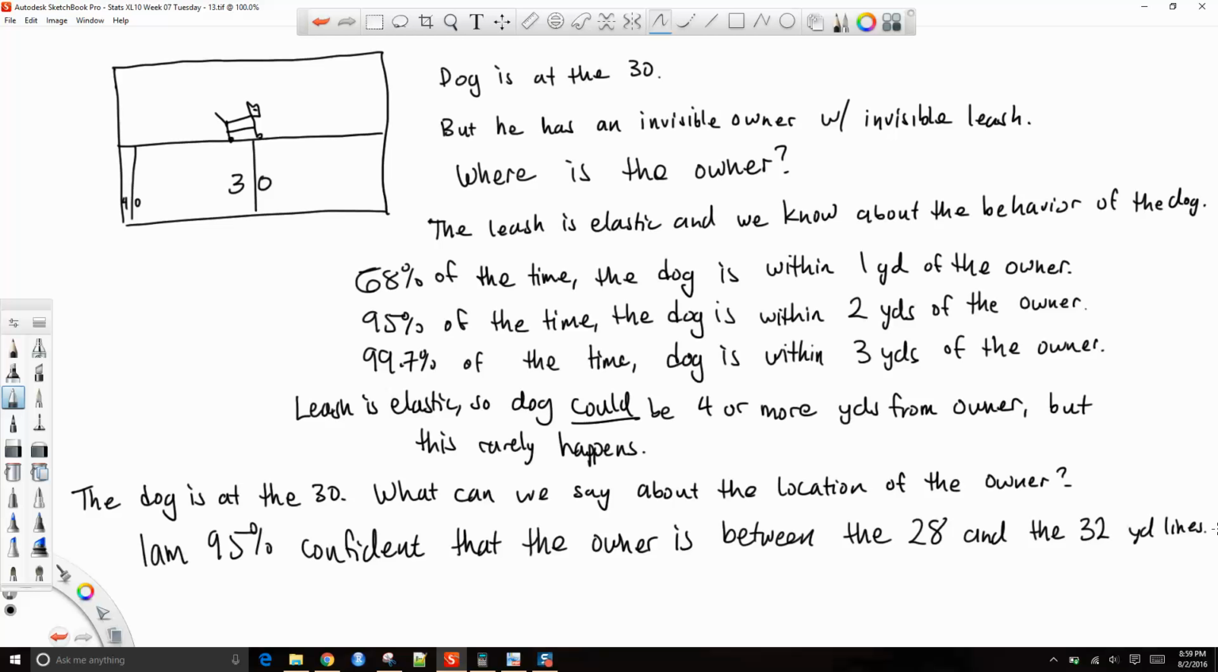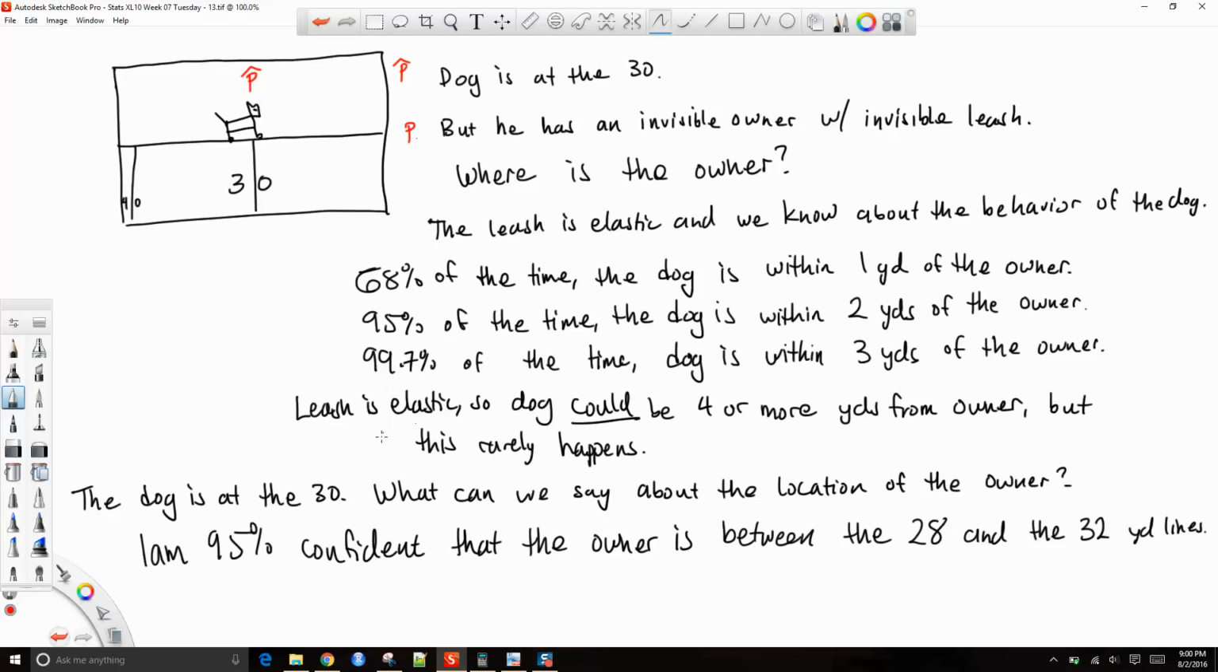Because wherever the owner is, 95% of the time the dog is within 2 yards of the owner. Okay. Does that make sense? This statement of confidence? So this is supposed to be an analogy, saying the dog is kind of like our p hat, right? We get to observe the sample proportion p hat. The owner, the location of which is unknown to us, is like the p that we do not know.